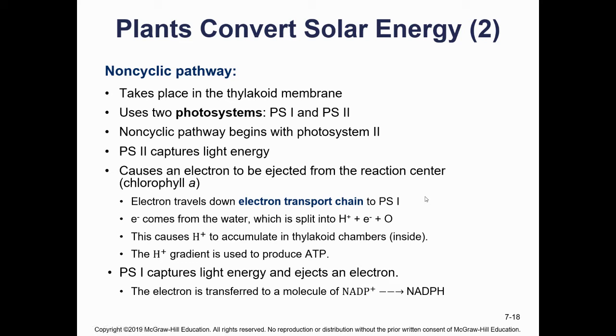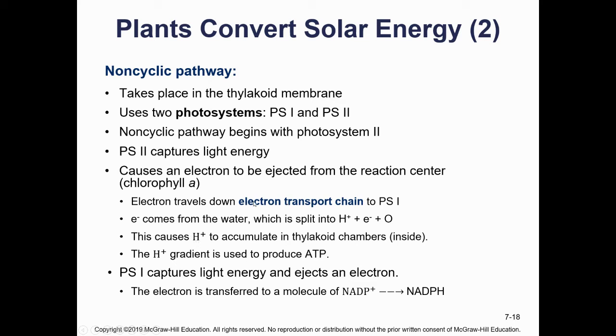An electron is ejected from the reaction center, from chlorophyll. The hydrogen and oxygen are split apart, and then the hydrogen is split into a proton and electron. That electron travels down the electron transport chain. Remember, those proteins in the membrane are playing hot potato with that electron, and it's losing a little bit of energy at each transfer. That electron bounces down from protein to protein, down the electron transport chain on the thylakoid membrane, until it lands on photosystem 1, another pigment complex. So we got that electron from the water. The oxygen is released. It's a waste.